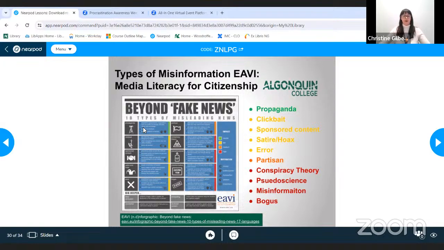Sponsored content is when advertising is made to look like an editorial, and consumers may not be able to identify the content as an advertisement. Sponsored content is motivated by profit and money and is ranked as having a low impact. However, on the other side of the spectrum, we have, right here at the bottom, bogus information. This is entirely fabricated content used intentionally to disinform. This has a high impact and can lead to real-life consequences.